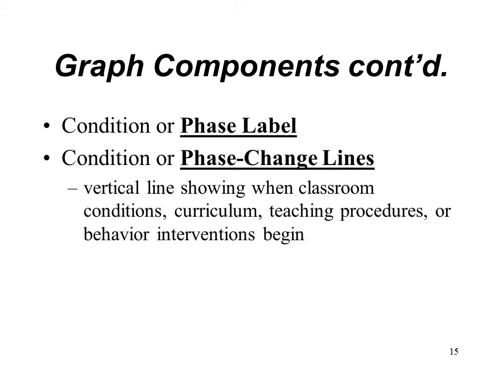A condition or a phase label and phase change lines help you know when you've changed something. So one phase change line or condition change that you're going to see all the time is between baseline and intervention. You indicate that always with a solid vertical line.